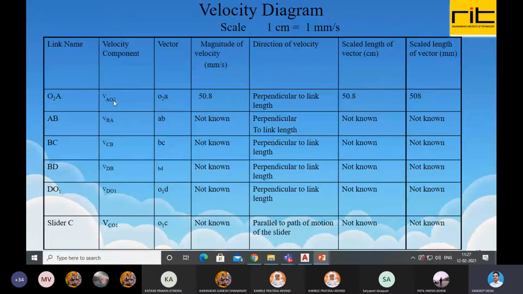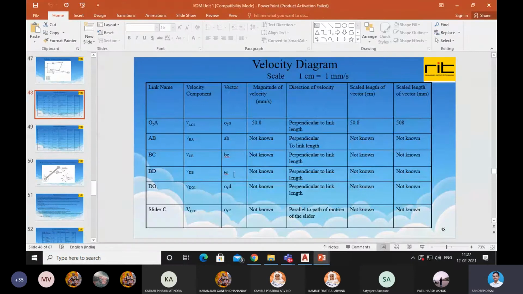These are the velocity components of the links: VAO2, VBA, VCB, VDB, VDO1, VCO1. VCB means velocity of C with respect to B. VDB means velocity of D with respect to B, and like that. Vectors are to be written exactly in the opposite way. So it is O to A, and always in small letters. Velocity vectors are to be written with small letters, and letters in the space diagram are going to be capital letters. AB, BC, BD, O1D and O1C.